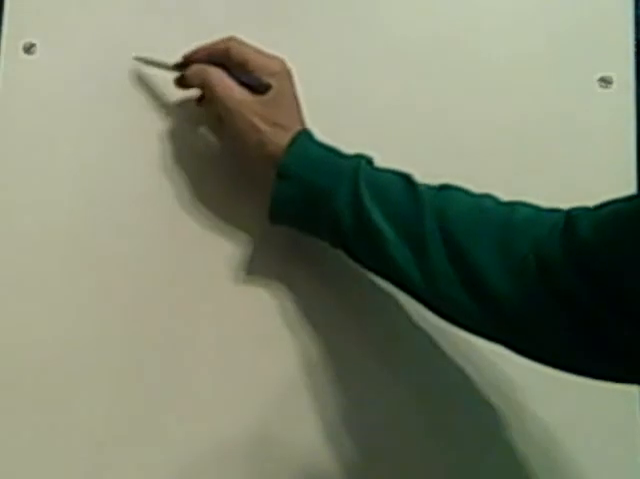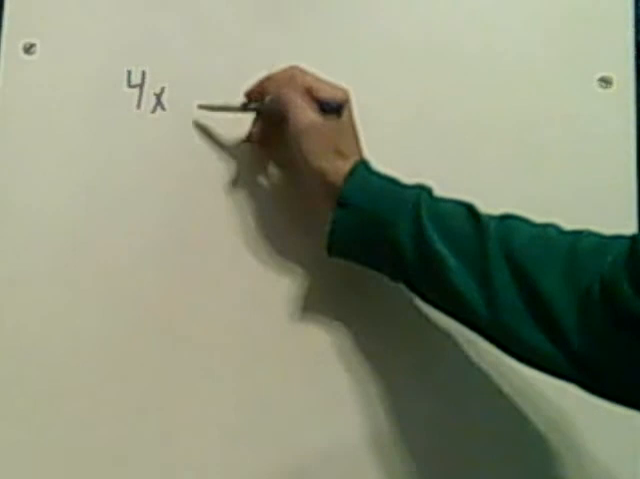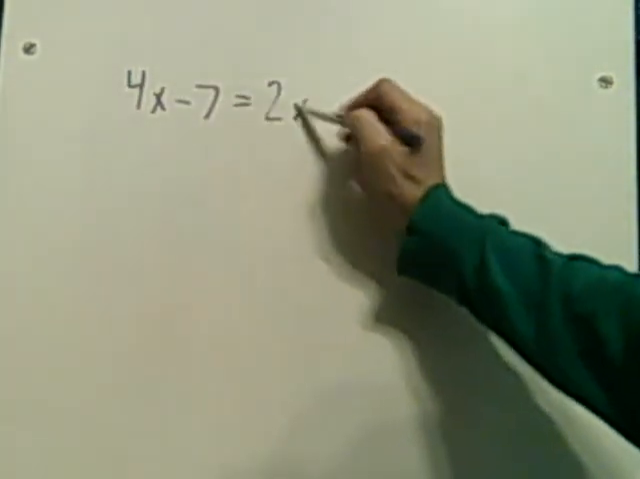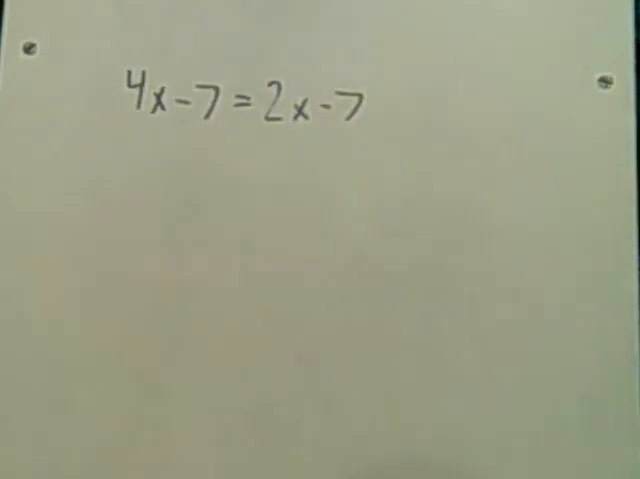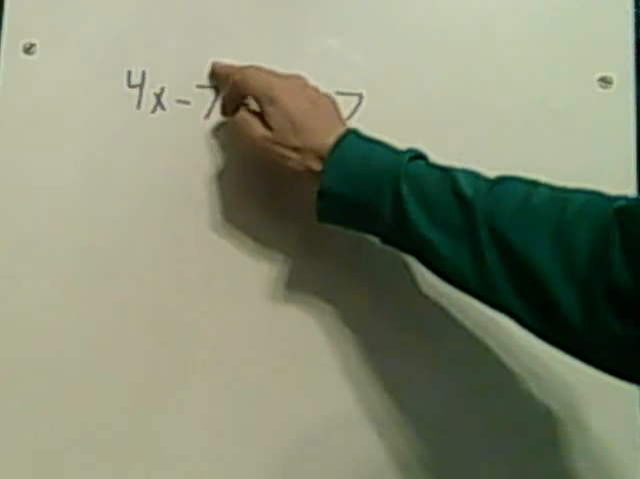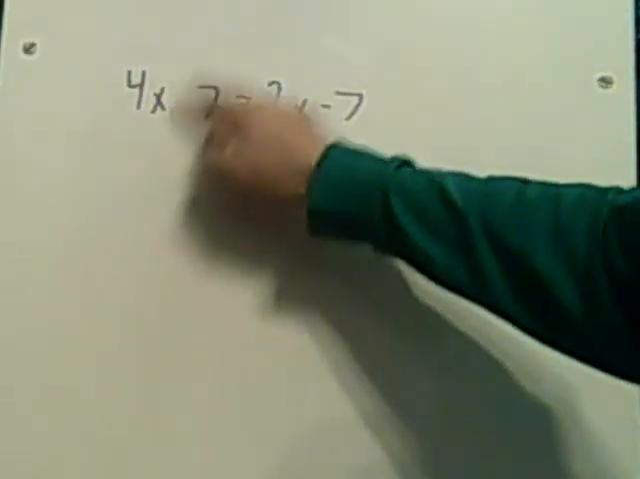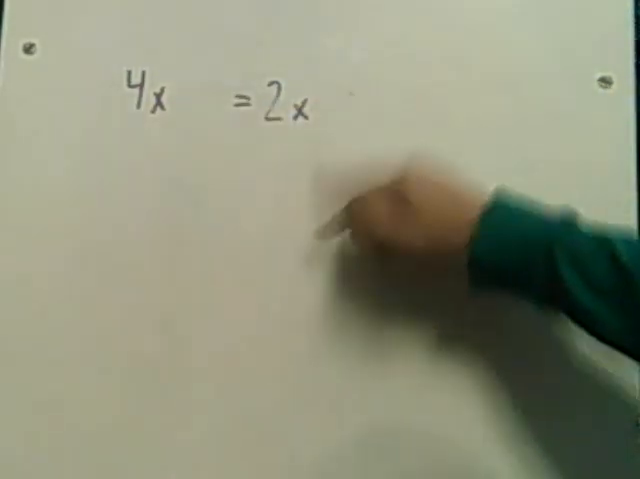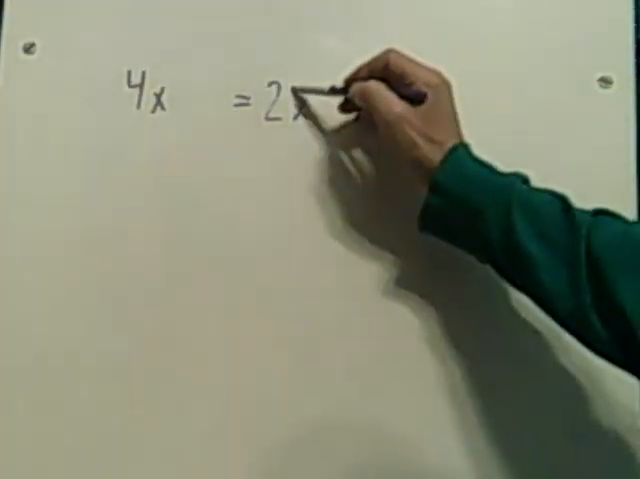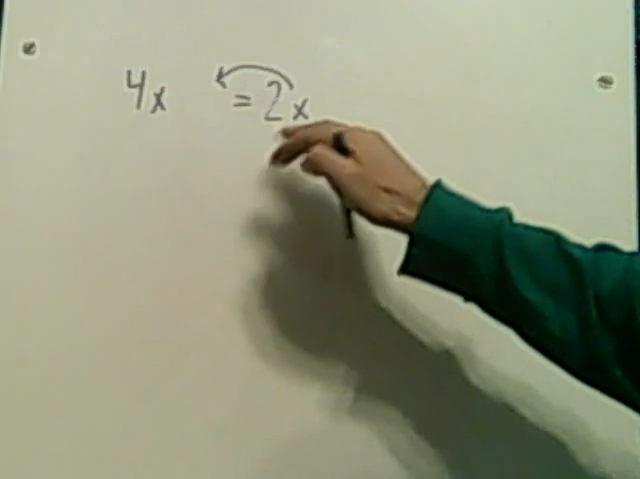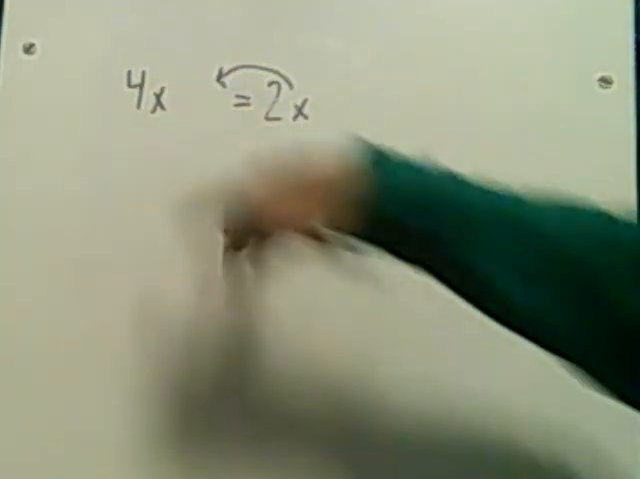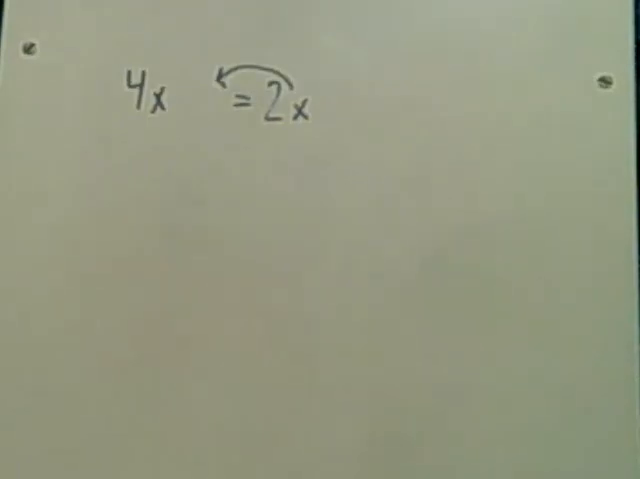Okay, 58 says 4x minus 7 equal to 2x minus 7. Okay, minus 7 and minus 7. I can bring this 7 to the other side, where it's going to exactly cancel this one. So I can actually just rub them out. Now I can move this over to this side. I can divide by the 2, but I can't divide by the x, because the x might be a 0.